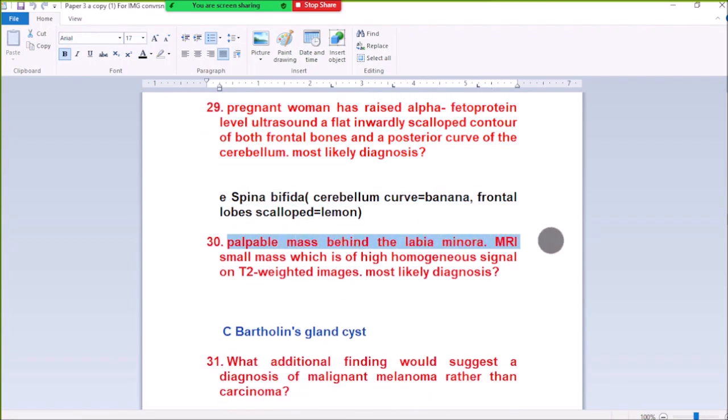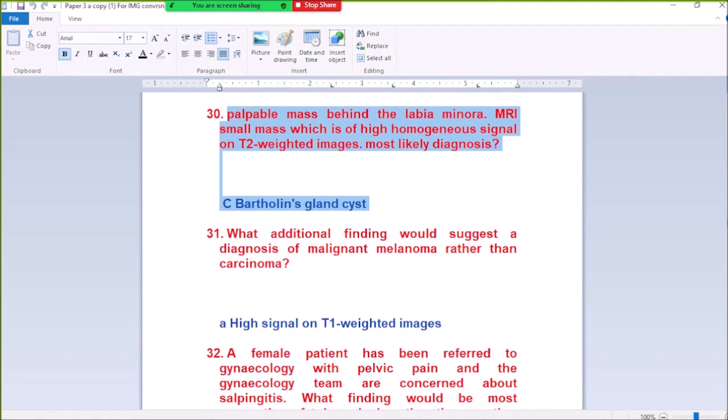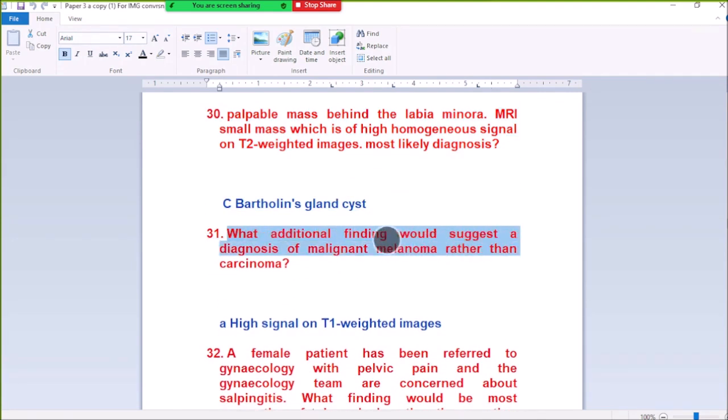30. Palpable mass behind the labia minora. MRI shows a small mass which is of high homogeneous signal on T2 weighted images, most likely diagnosed as Bartholin gland cyst. 31. What imaging finding suggests a diagnosis of malignant melanoma rather than carcinoma? High signal on T1 weighted images.